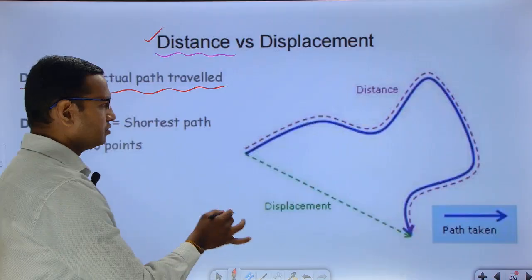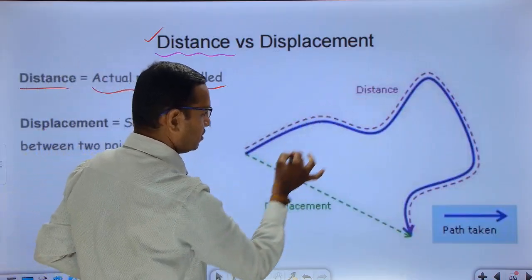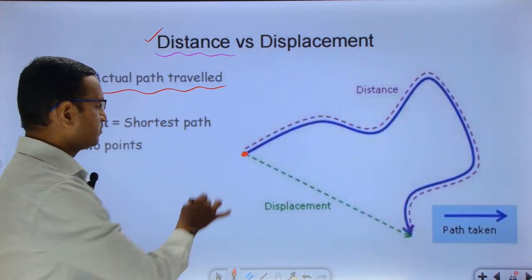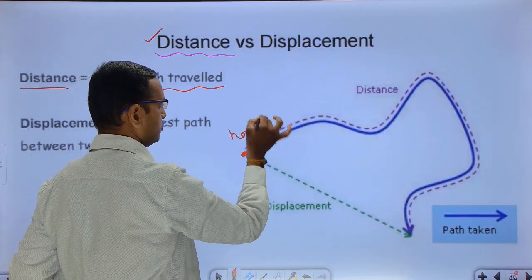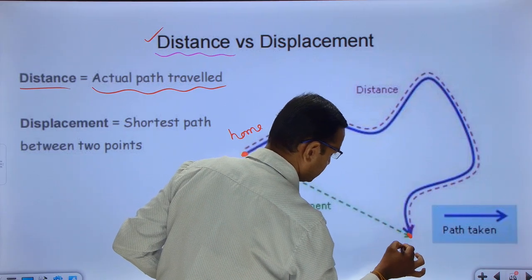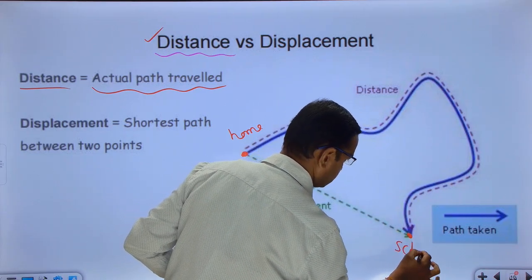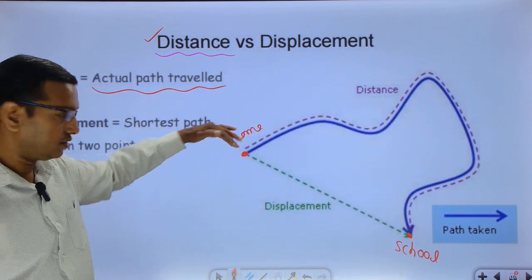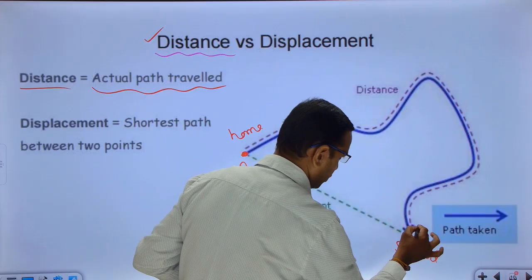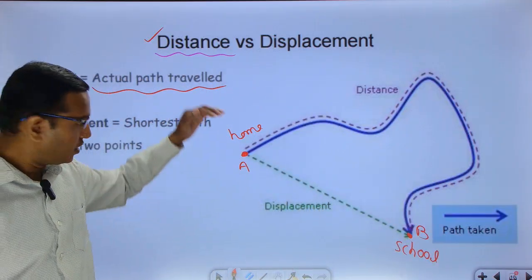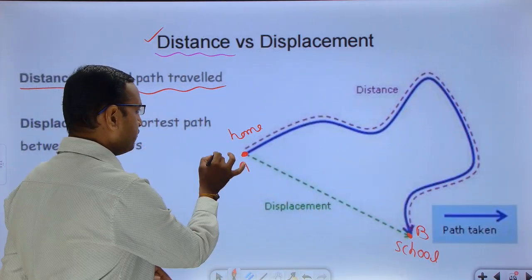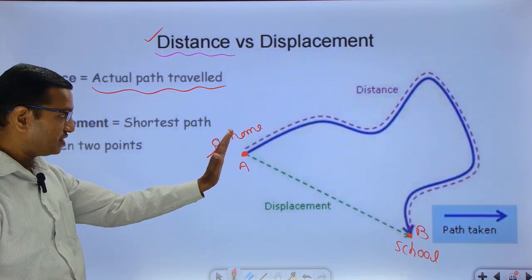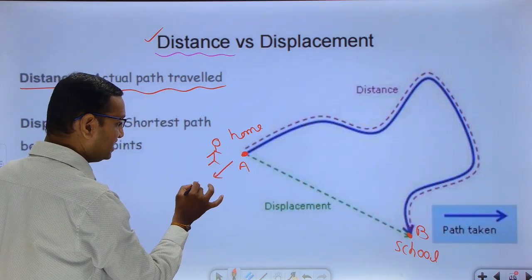To explain this, you can just see, there is a small path here. Now, let us say this is my home, and this point is my school. Just an assumption. This point I'm calling point A, and this I'll call point B. Now, I'm standing at point A. Point A is where I will start my journey. This point where I start my journey from home is generally called the initial point.